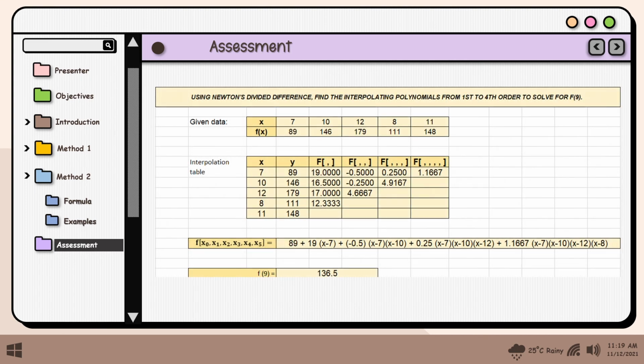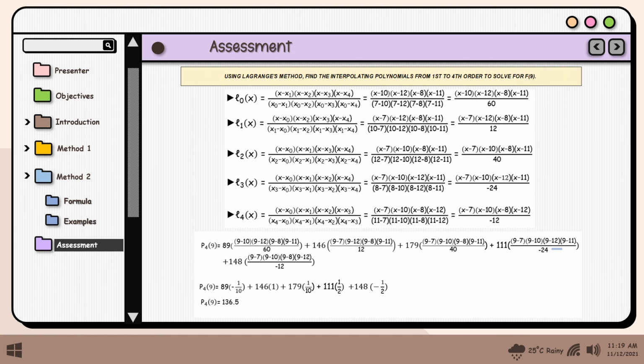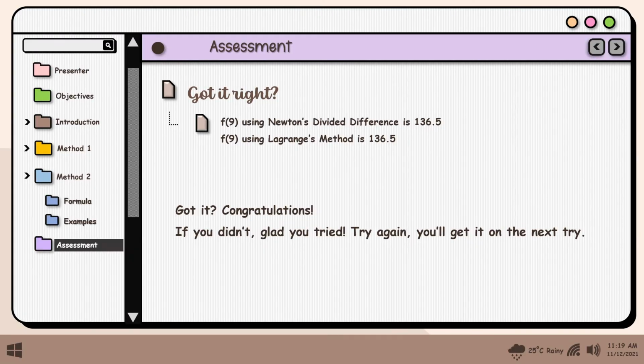Let's review the answers. Here's the answer using the Newton's divided difference. We have f of 9 with the value 136.5. And using the Lagrange's method, we have the final answer, 136.5. So f of 9 using Newton's divided difference is 136.5, which is the same as f of 9 using Lagrange's method, which is also 136.5. Got it? Congratulations! If you didn't, glad you tried. Try again. You'll get it on the next try.